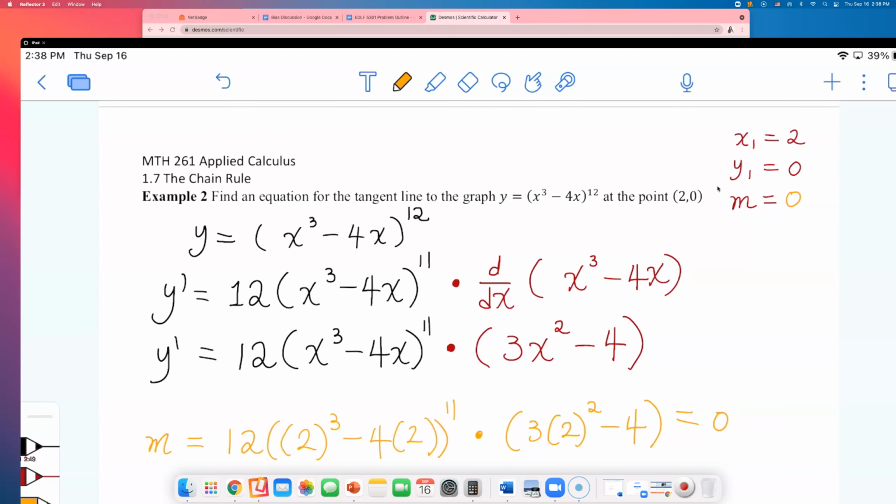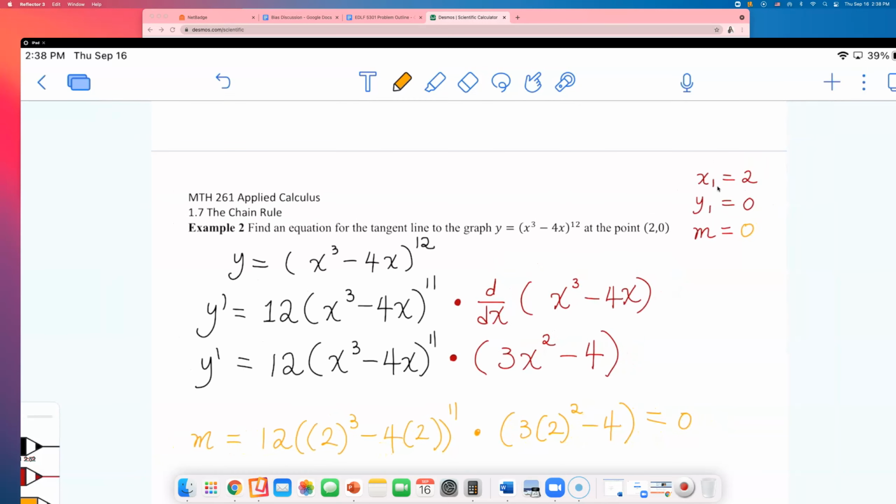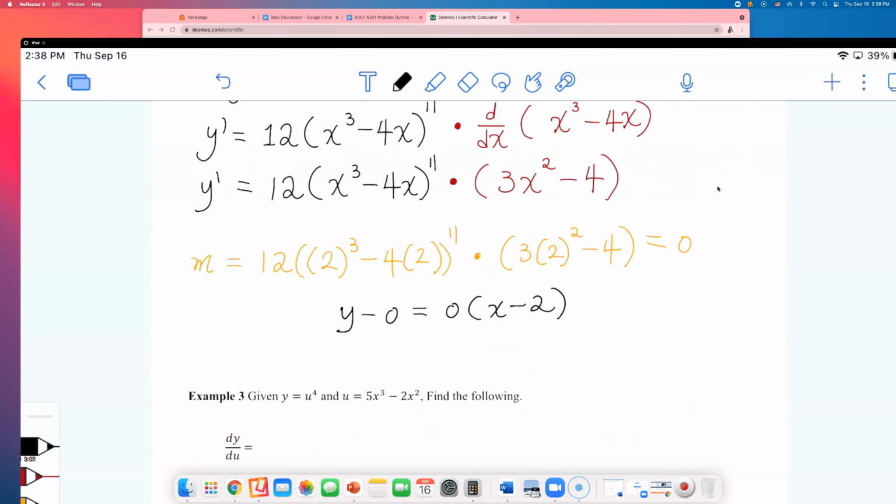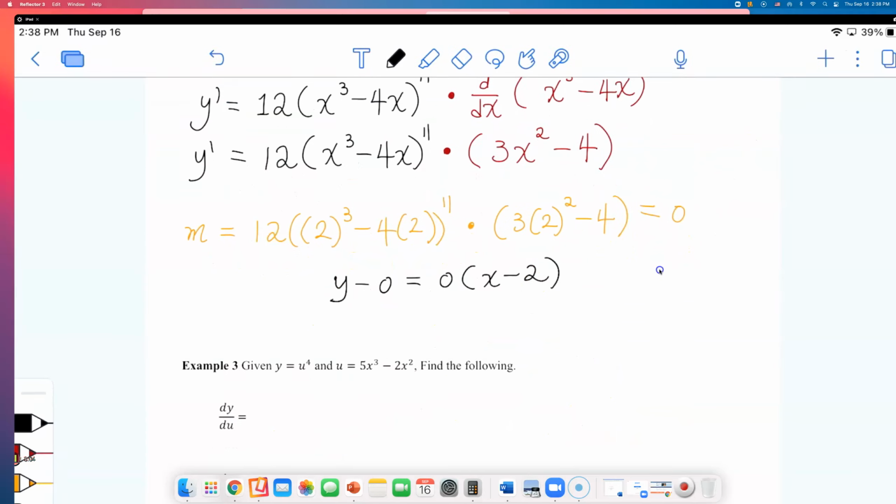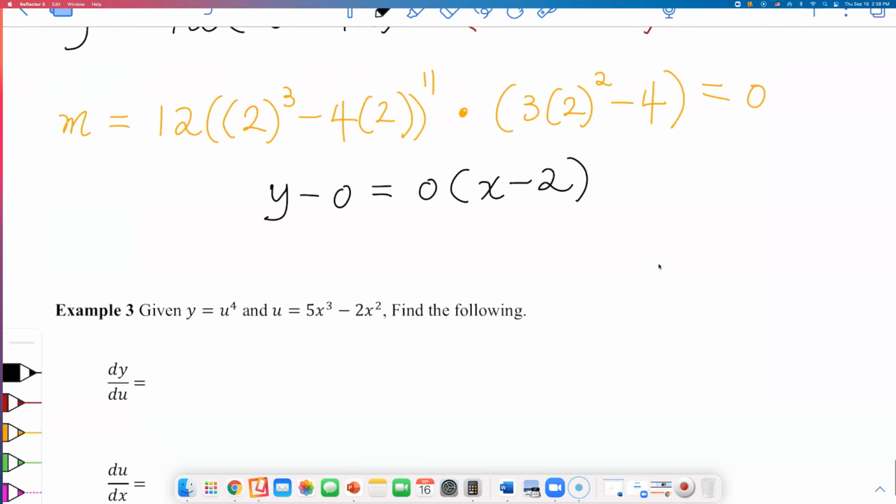Which means if you write the equation of the line using that, that will be y minus 0 equals 0 times x minus 2. That's the point slope form. And if I simplify that, that simply is y equals 0. So the equation of the tangent line is y equals 0 at this point.